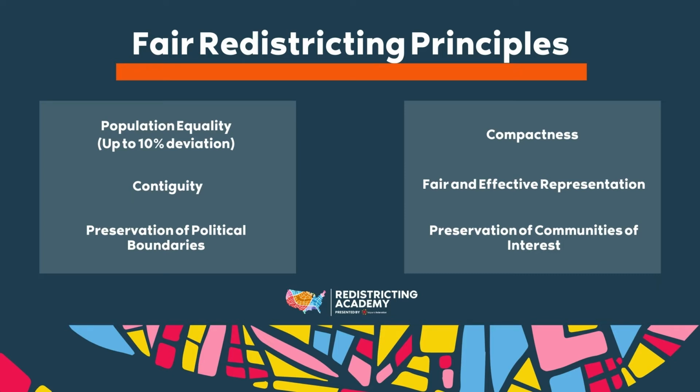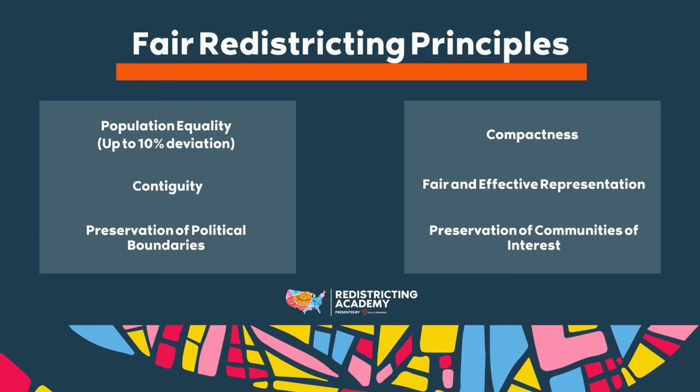Number two is contiguity. And while again, that looks like a big academic Sunday word, what that really means is that you can go from one end of the district to the other without going through any other district. And we're going to show some examples of what this means when I show you some congressional district maps in the next slide. Other principles are the preservation of political boundaries and the preservation of communities of interest.